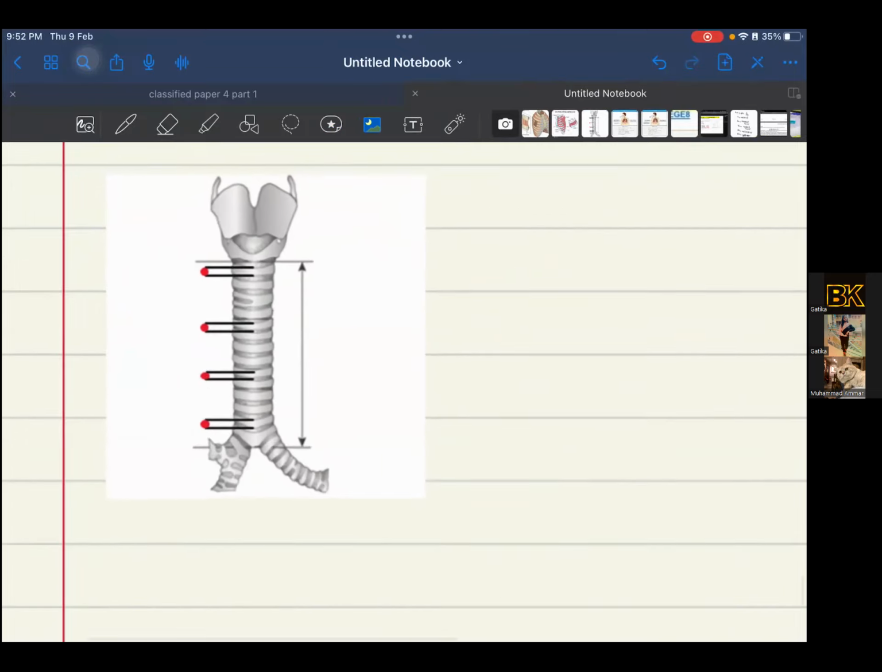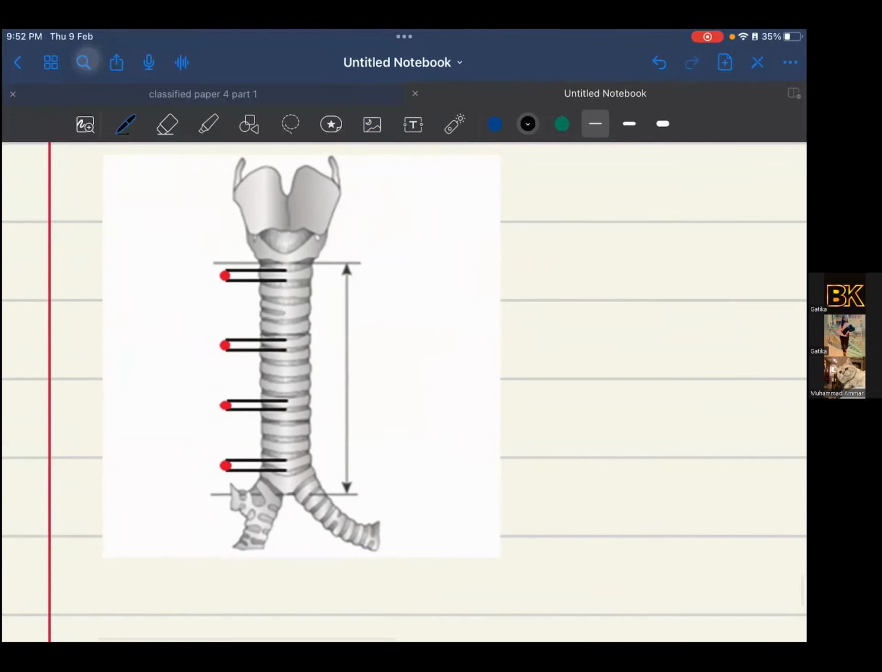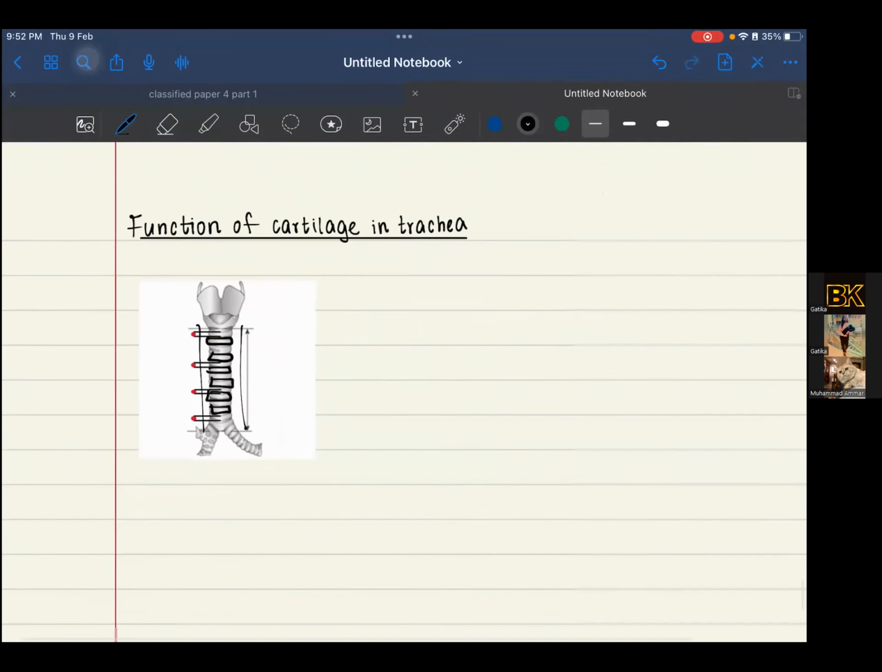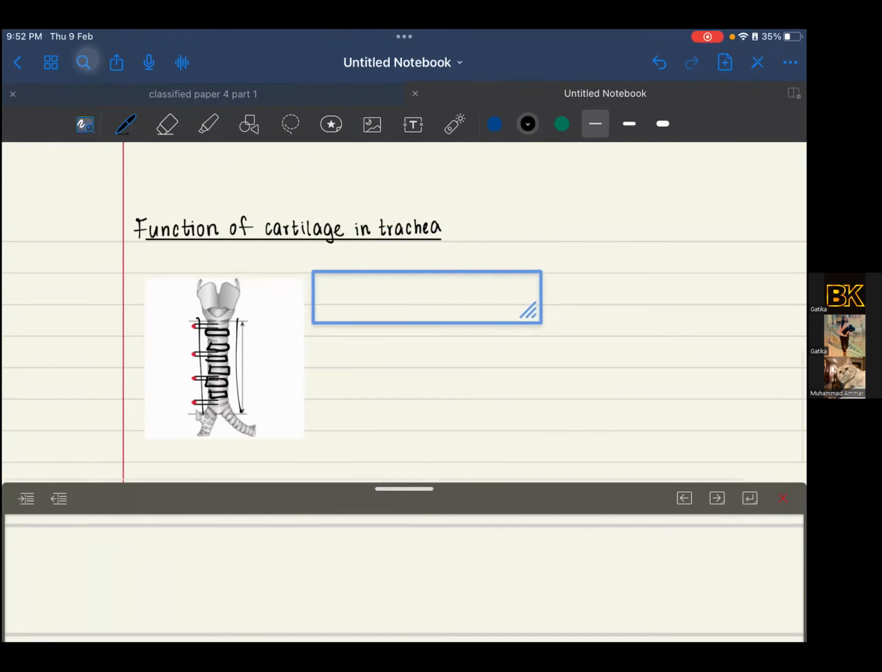These will look like a ring. This one, this one, this one. They basically hold around the trachea. This is the trachea, the whole thing. So they will hold around like a C-shaped ring. It's not a complete ring, it's like a half. Now we need to know what the function of cartilage is.